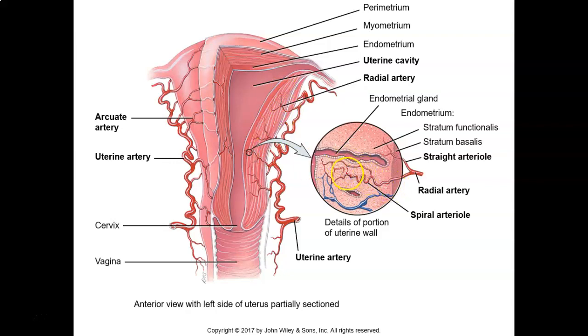We can see some of these smaller arteries, right? This spiral arteriole, for instance, right in through here, actually penetrates through the thickness of the wall of the endometrium. You can see something called the endometrial gland. They start to form and they start to become very pronounced.